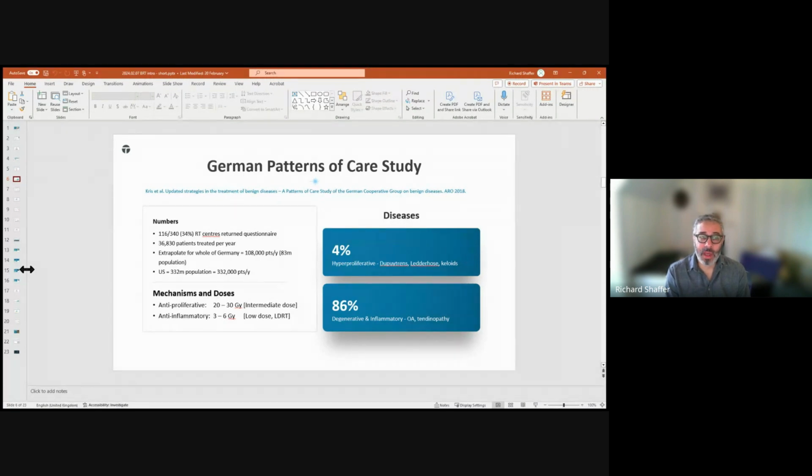Just going through the mechanisms of the doses again, the anti-proliferative dose would be roughly 20 to 30 gray, let's call that intermediate dose, and the anti-inflammatory dose would be 3 to 6 gray in 6 fractions, so let's call that low dose radiotherapy. Most of the radiotherapy that was delivered for benign conditions was for the low dose radiotherapy group, that's the degenerative and inflammatory group for osteoarthritis and tendinopathy.